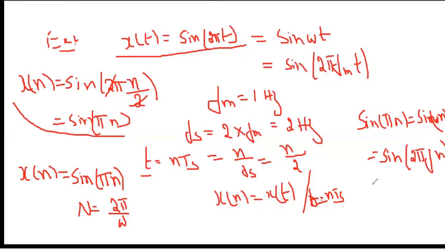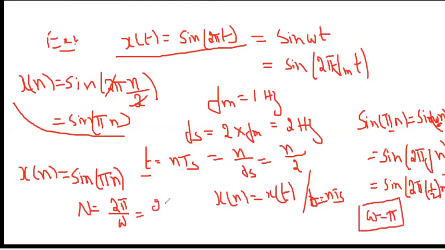Comparing the functions, that is equal to sine 2 pi into f n, where f is 1 by 2, because we got fm is equal to 1 hertz, so 1 by 2; the 2 gets cancelled, giving pi n. So f is equal to 1 by 2. Or otherwise you can directly write omega is equal to pi. Then 2 pi by omega, with omega being the pi value, pi gets cancelled and you get 2. So the fundamental period N is equal to 2.